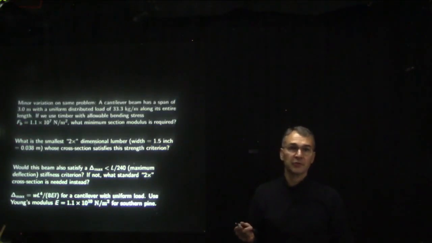Here's another very similar problem, also from Onouye Kane. A cantilever beam has a span of 3 meters with a uniform distributed load of 33.3 kilograms per meter along its entire length. If we use timber with allowable bending stress 1.1 times 10 to the 7th newtons per square meter, what minimum section modulus is required?